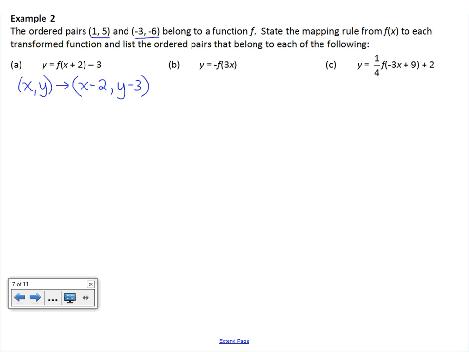Okay. So now I'm going to write my new point, the original points. And we're going to just apply the mapping rule and see where my new points are going to be. So 1, 5. Where is that getting mapped to? -1, 2. Okay. And -3, -6. -5. Ta-da. Question answered.